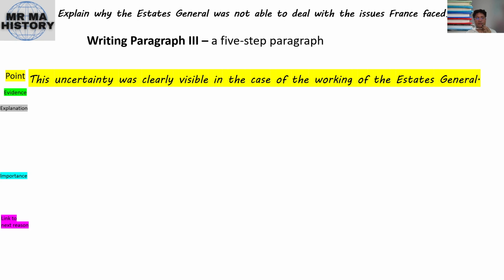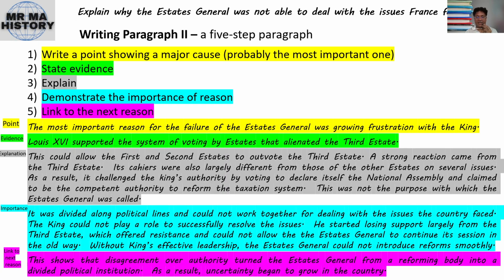So in your third paragraph, you're going to write again a 5-step paragraph. So what is the next reason in the next paragraph? This uncertainty was clearly visible in the working of the Estates General. So the next reason is the political uncertainty in the country, within the Estates General, that was hampering the working of the Estates General.